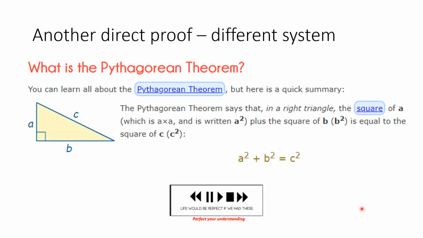Here's another direct proof, but we're using a different system. This is geometry, and we're going to prove here the Pythagorean theorem. Now this is a summary of what the Pythagorean theorem says.